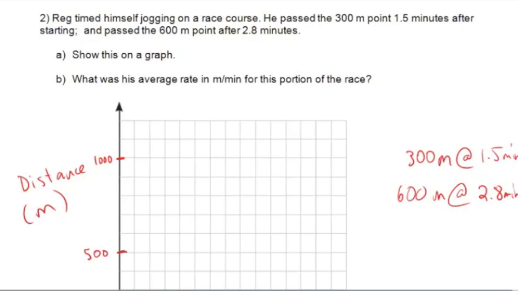On the back side, we have example number 2. Reg timed himself jogging on a race course. He passed the 300-meter point 1.5 minutes after starting, and the 600-meter point after 2.8 minutes. I've recorded that info down here because I'm going to scroll down and go off the screen a little bit from where the original question was. We're going to do 2 things. We will show this on a graph, and then we'll look at finding his average rate in meters per minute for this portion of the race.